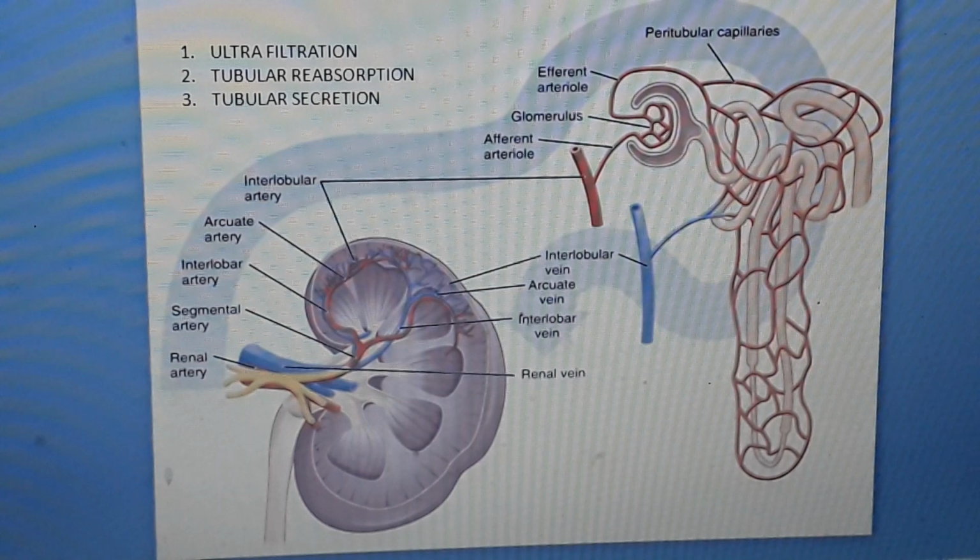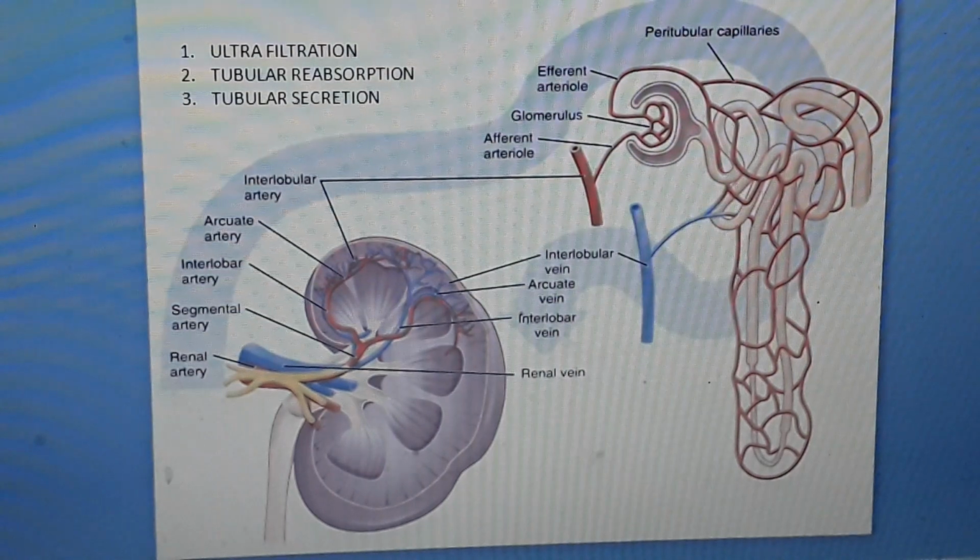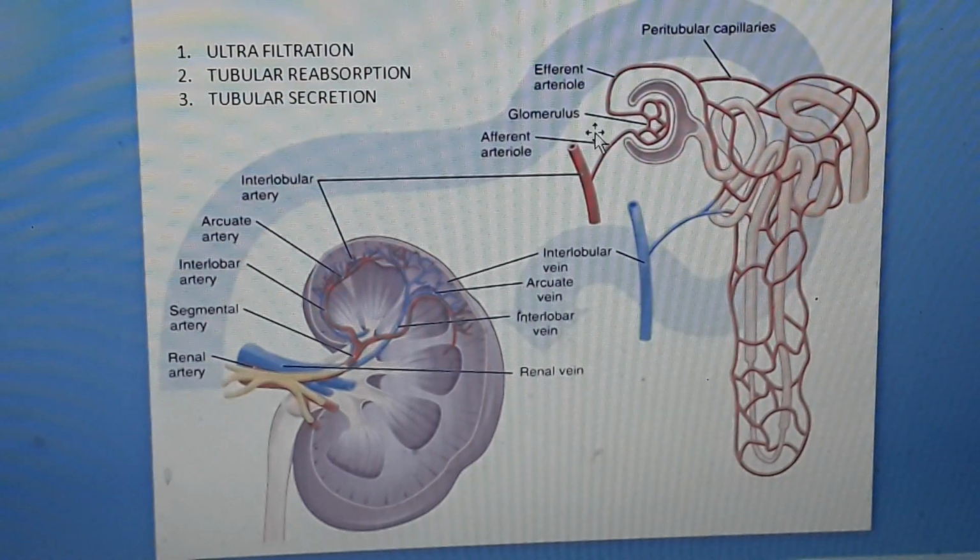The process of urine formation includes 3 steps. First is ultrafiltration, then tubular reabsorption, and third is tubular secretion. The first step, that is ultrafiltration, takes place in the renal corpuscles, which includes the Bowman's capsule and the glomerulus.